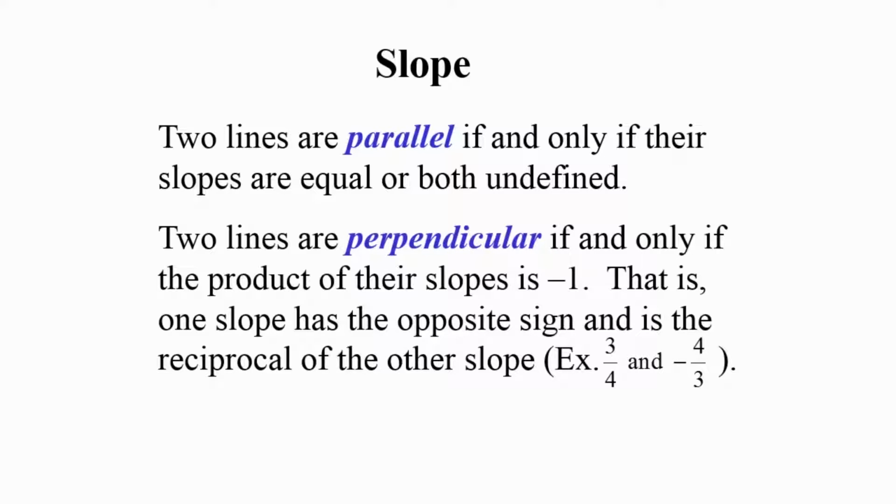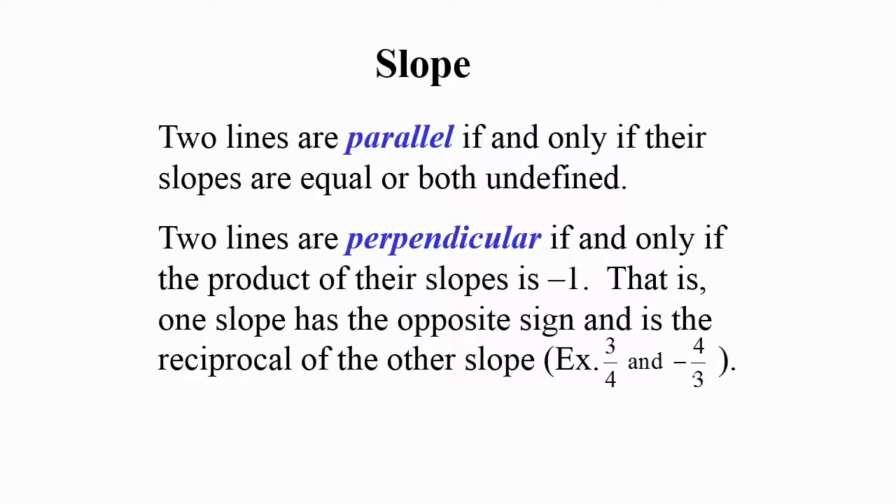Two lines are perpendicular if and only if the product of their slopes is -1. That is, one slope has the opposite sign and is the reciprocal of the other slope. So if one of them has the slope of 3/4, the other one would have the slope of -4/3. Okay? The sign would change from positive to negative, and also it would be the reciprocal. So we have two lines where the slope of one is 3/4, the other one -4/3. That means these two lines, when you graph them, are going to be perpendicular to each other.